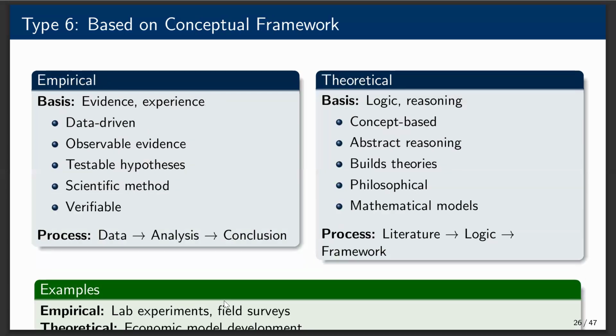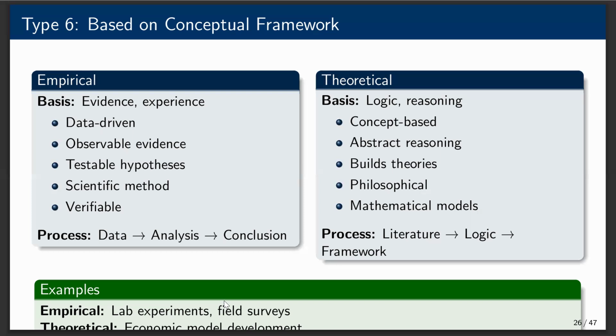Next, based on conceptual framework. Empirical: what is empirical? The basis is evidence or experience. It should be data driven. Observable evidence. It should have testable hypotheses, scientific method, verifiable. So the process is data, analysis, conclusion. But theoretical should be based on logic, reasoning, concept based, abstract reasoning, to build theories, philosophical.